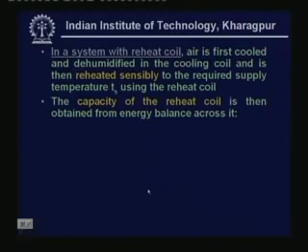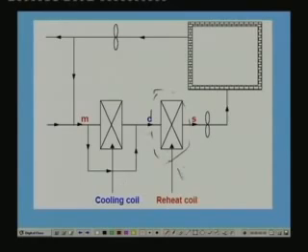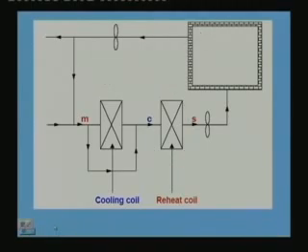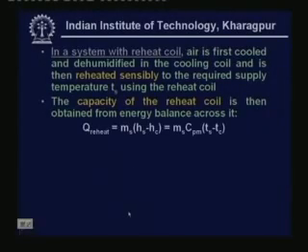And we have to find out now the capacity of the reheat coil. The capacity of the reheat coil is obtained from energy balance across the coil. Very simple. All that you have to do is take this as a control volume and perform the energy balance. From that you find that only sensible heat transfer is taking place. So the reheat coil QR is equal to the mass flow rate of the supply air times the specific heat of the air multiplied by the temperature difference Ts minus Tc. So Q reheat is given by Ms into Hs minus Hc. Since this is a pure sensible heat transfer process, Hs minus Hc is written as Cpm into Ts minus Tc.